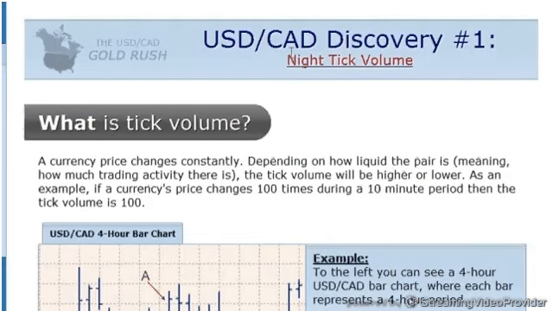USD CAD Discovery #1: night tick volume. This is actually very simple. Currency price changes constantly. Depending on how liquid the pair is, how much trading activity there is, the night tick volume will be higher or lower. Here's an example.